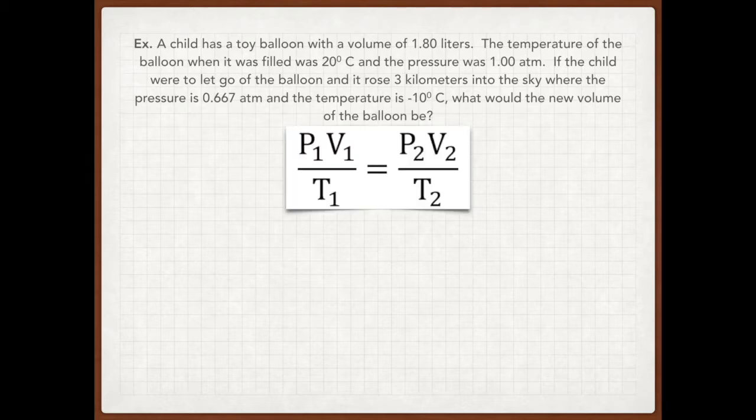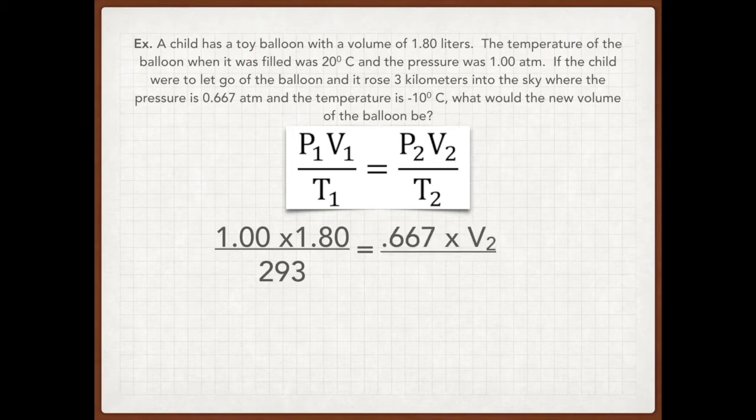Therefore, I know I need to use my combined gas law. So I'm going to use P1V1 over T1 equals P2V2 over T2, and I'm going to plug in all the values that I know. My initial pressure is 1 atmosphere. My initial volume is 1.80 liters. I'm going to put that over my 20 degrees Celsius, but remember, the 20 degrees Celsius has to be in Kelvin, so I'm going to add 273 to that, which gives me 293. I'm going to set that equal to my new pressure, which is 0.667, times V2, because that's what I'm solving for. And I'm going to put that over my negative 10 degrees Celsius, which is my new temperature, but I've got to add that to 273, so that's going to give me 263.